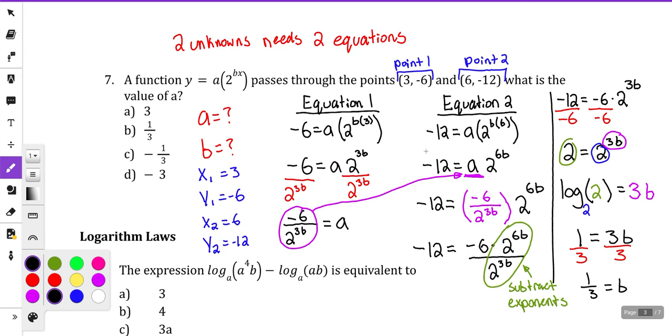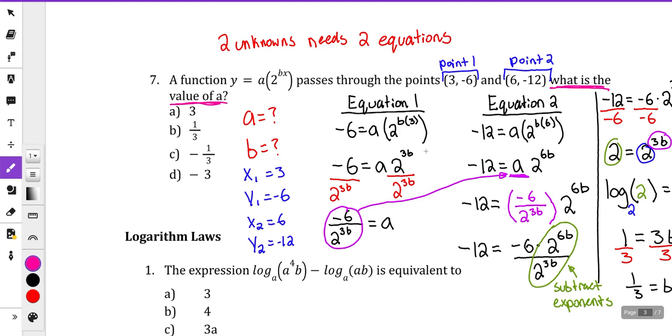Okay. In this cruel question, 1 over 3 is an option for an answer, and it's not the correct answer, because the question didn't ask you for the b value, it asked you for the a value. And it says, what is the a value? We know that the a value is equal to negative 6 divided by 2 to the power of 3 times b. Remember we figured that out right here? That's what a is.